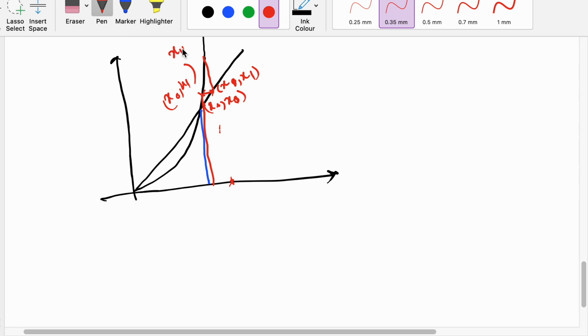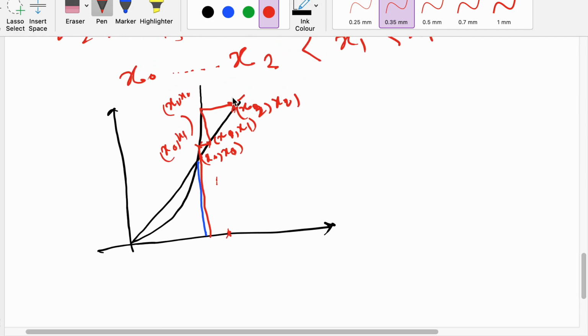This point will become x1, x2. Then from here we go here. This point is actually x2, x2. Now you see, if I start from x greater than 1, then it is going towards infinity, that is diverging. So that's how we use the cobweb diagram to see the ultimate fate of any system.